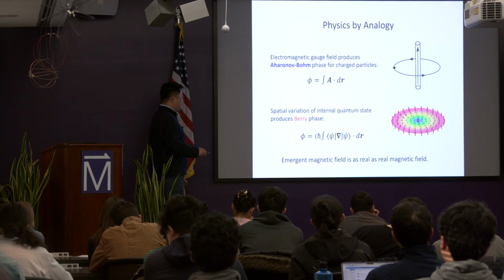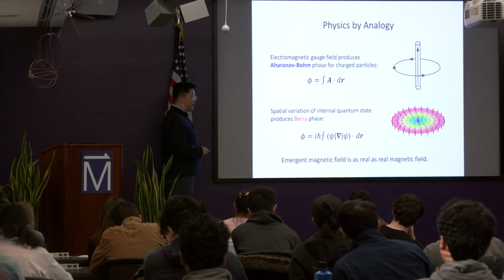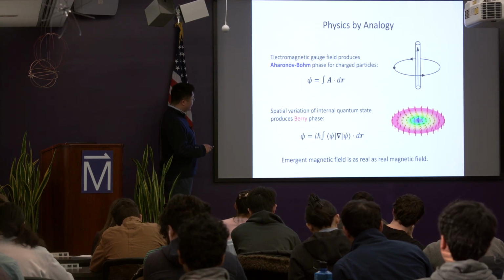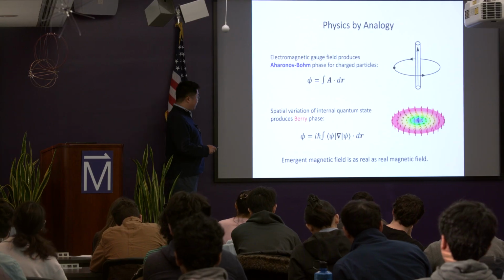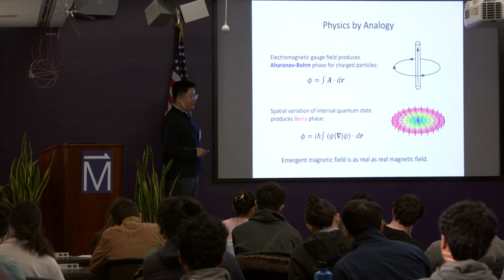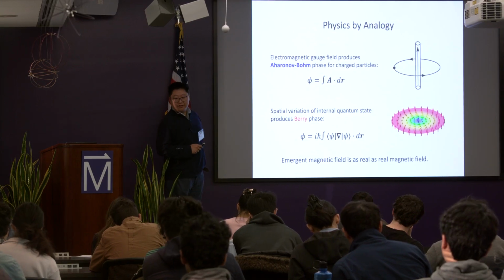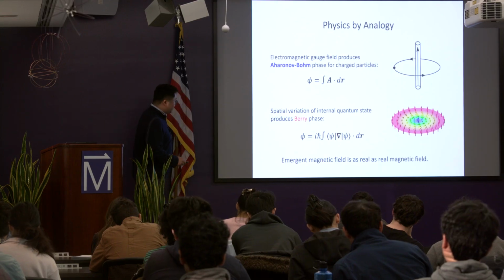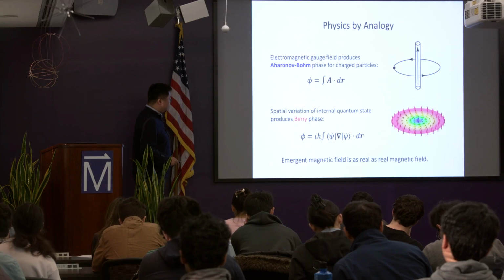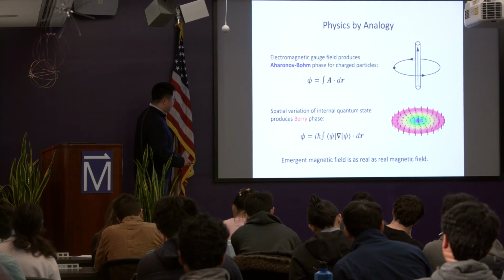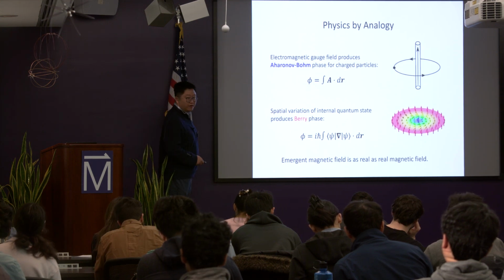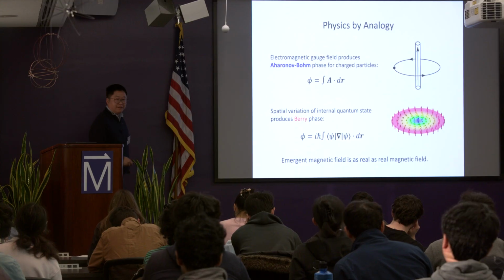And then when this particle moves around a closed path, it will pick up a Berry phase that takes precisely this form. And it has a one-to-one correspondence with an Aharonov-Bohm phase, except now the vector potential is replaced by the spatial variation of the quantum wave function of this particle. So this is a way a material with a spatially varying internal quantum texture can generate an emergent magnetic field. And the message of my talk is that this emergent magnetic field is as real as real magnetic field. It can drive a whole set of phenomena.